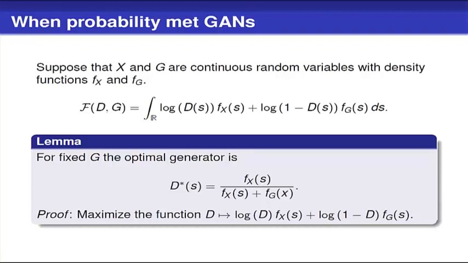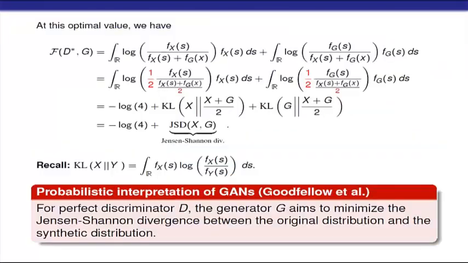So at the end of the day, you get that if you fix G, the optimal discriminator (sorry, this is a typo) is the density function of X divided by the sum of the density function of X and the density function of G. This is a theoretical version, but it is not feasible in reality, because you don't know the density function of X. So this is a very nice theorem that is absolutely unusable, but it gives you an interpretation of the cost functional of the GAN.